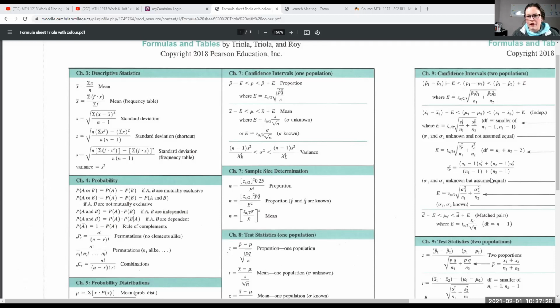So what is the sum of all of our frequencies? I'm going to wait for someone to type that into the chat. Do we have a sum of all frequencies? The sum of F? What's going to go on the denominator here?